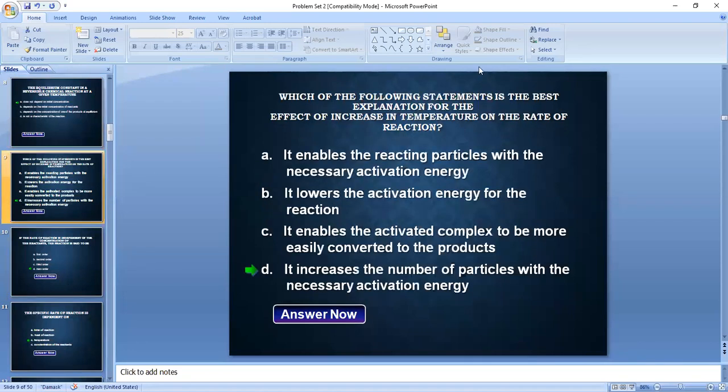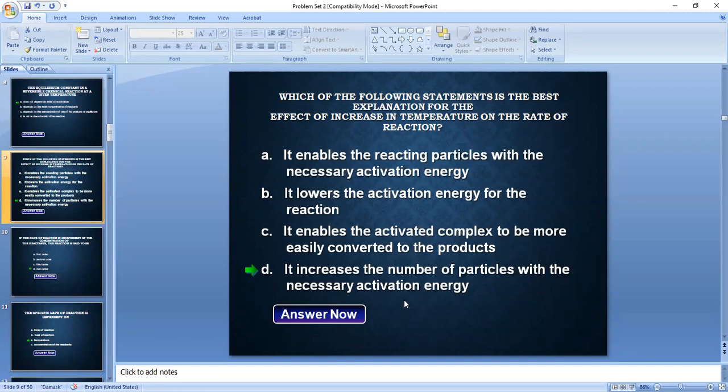Okay, so we have the next question here. Which of the following statements is the best explanation for the effect of increase in temperature on the rate of reaction? This would have been better if this were projected and you could choose from the choices. But among the 4 choices provided here, the best explanation is this one. The reason why temperature is a factor that affects the rate of reaction is because it increases the number of particles with the necessary activation energy.